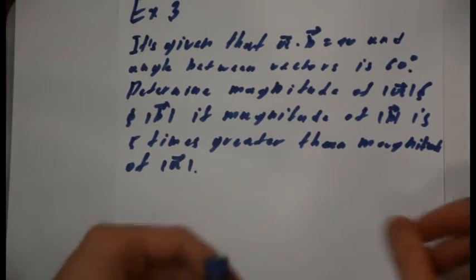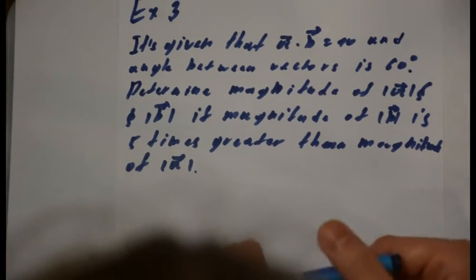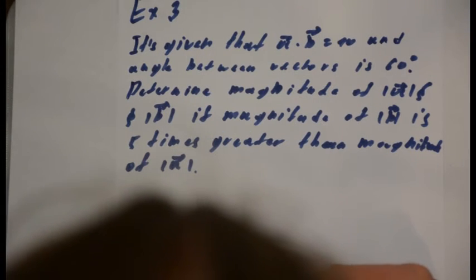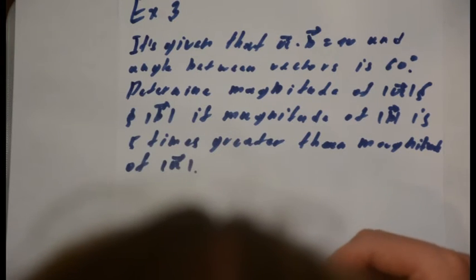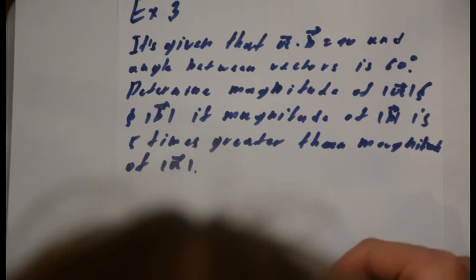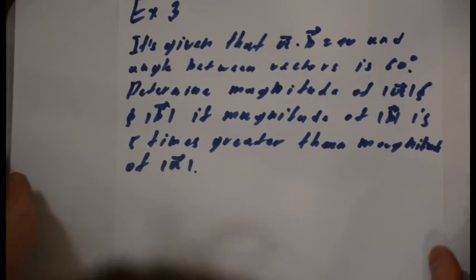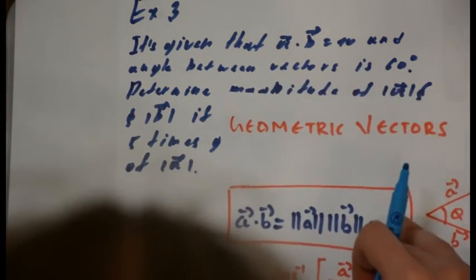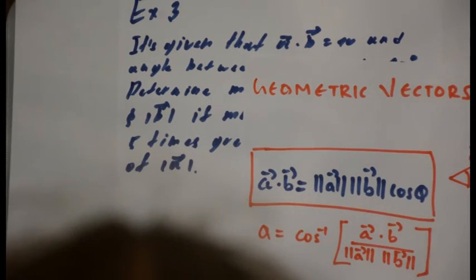Okay, here is the last question I'm going to talk about today. Example 3. It's given that A dot B is equal to 10 and the angle between the vectors is 60. Determine the magnitude of A and B if the magnitude of B is 5 times greater than the magnitude of A. It looks really hard at first, because you might say we don't know any of the magnitudes, but that's not true.